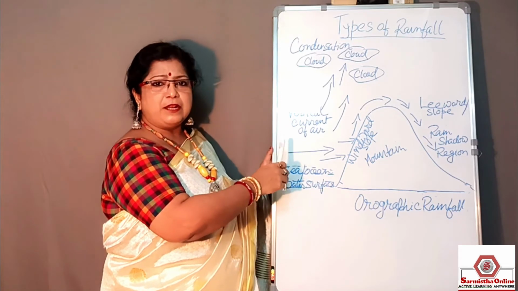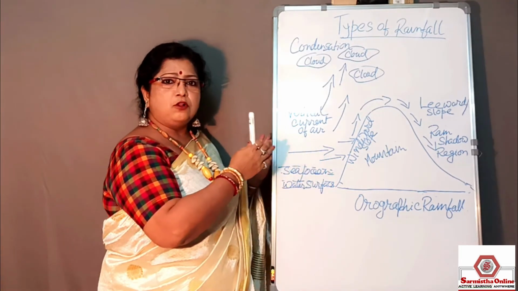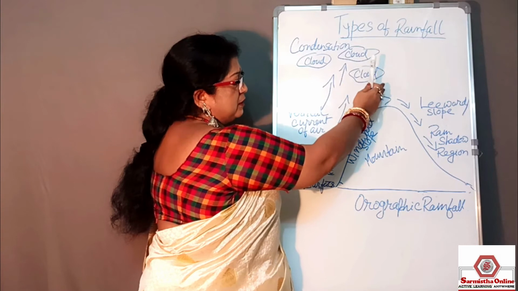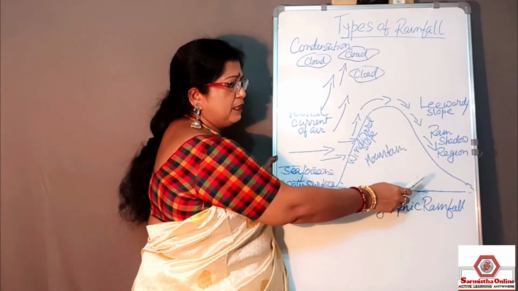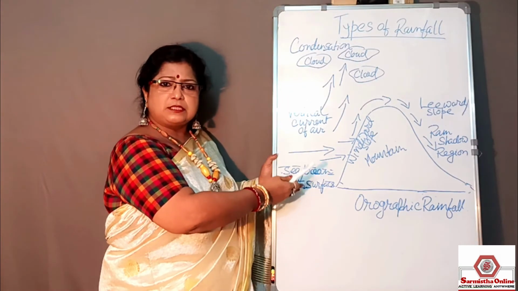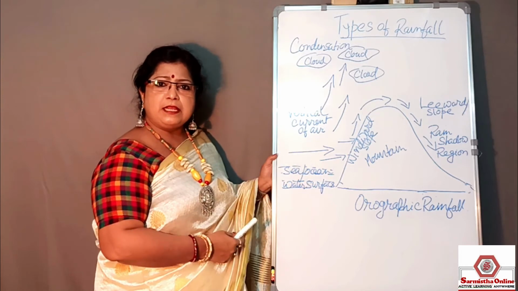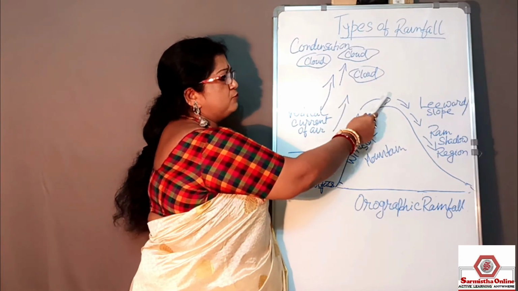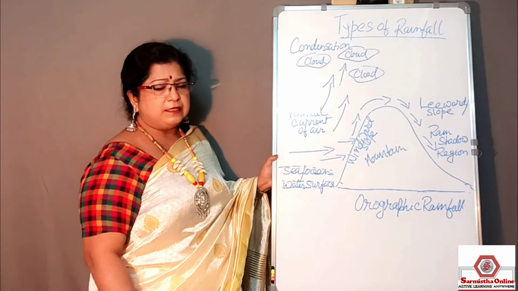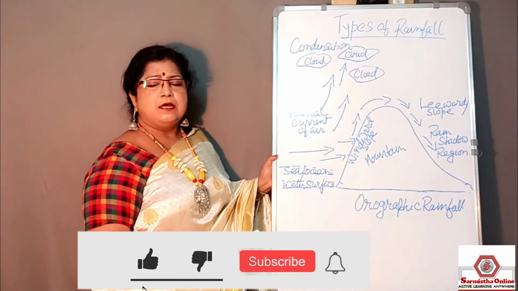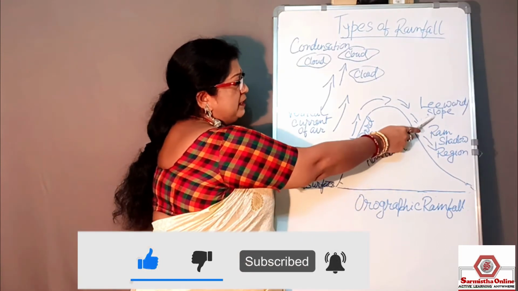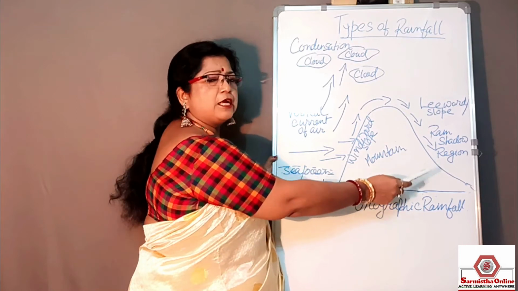But after a heavy rainfall, when the moisture laden wind has almost exhausted its moisture and it proceeds towards the opposite slope of the mountain, then the rainfall becomes very less because the moisture is already exhausted in the windward slope due to the very heavy rainfall. Almost dry wind goes to the opposite slope of the mountain, and this opposite slope receives very less rainfall, and this opposite side of the mountain is known as the leeward slope or the rain shadow region.